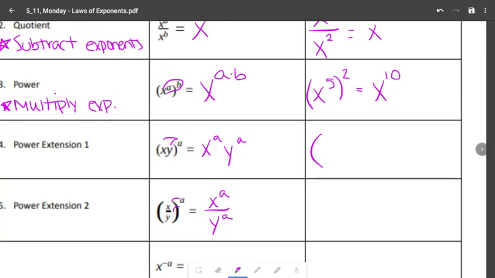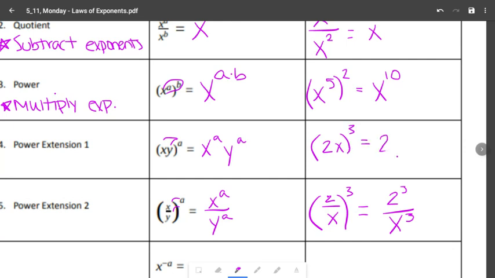So if, for example, I had 2 over x to the third, both the 2 and the x would get the third. And I realize that example should actually be for the next one with the division. But here's the right one for 4. Let's say we had 2x being multiplied, to the third. They would both get that third and stay multiplied. So that's those two different power rules. We distribute the exponent into the parenthesis to everything that's in there.